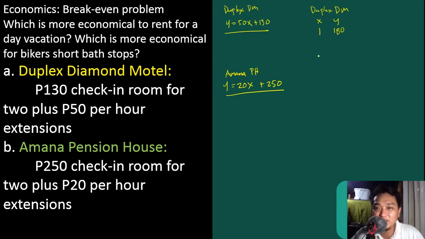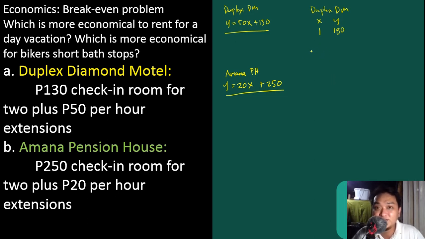O paano natin nalaman? Kasi Y is equivalent to 50 times 1 plus 130. Y is equivalent to 50 times 1 is 50 plus 130. Y is equivalent to 50 plus 130 is 180. Ganyan po. So, meron na tayong agad our first ordered pair, which is 180. Let us have another ordered pair.